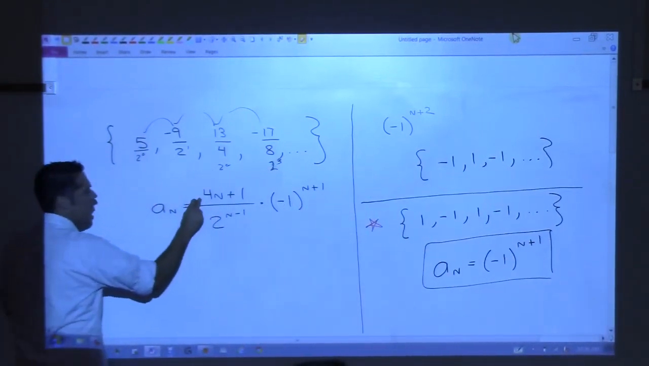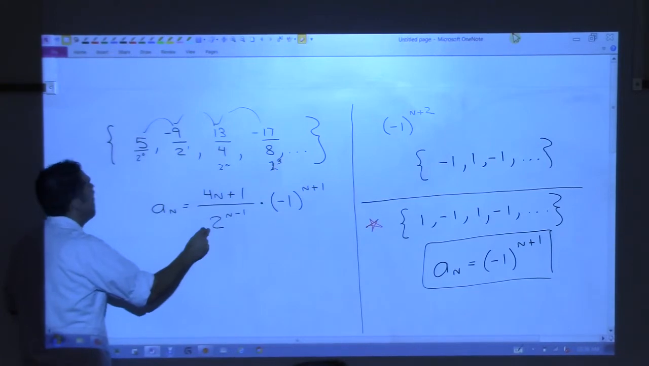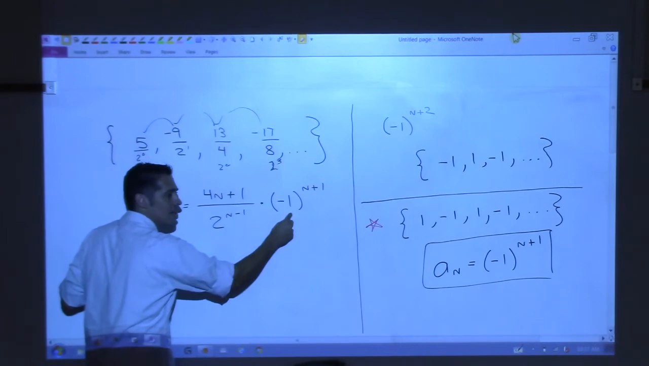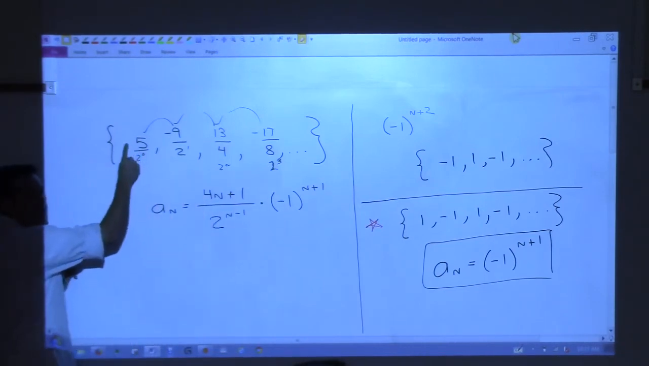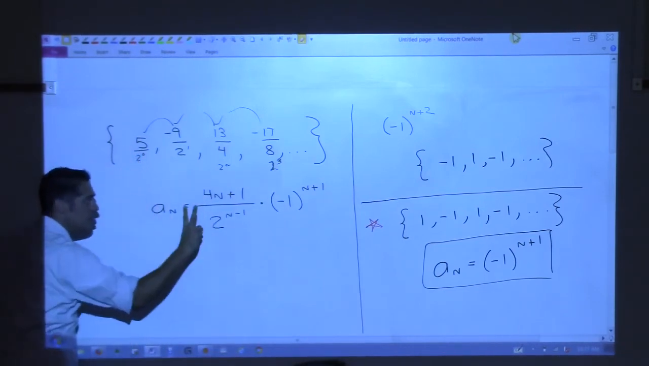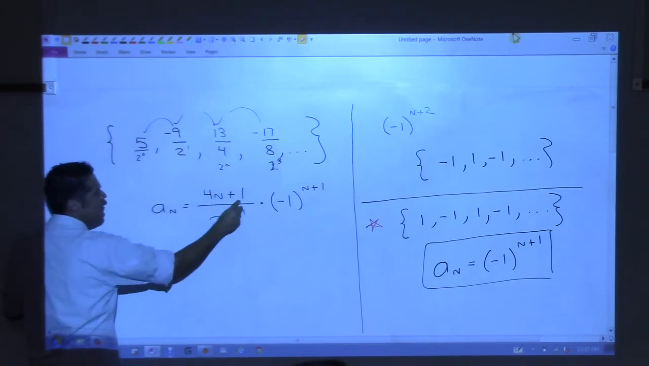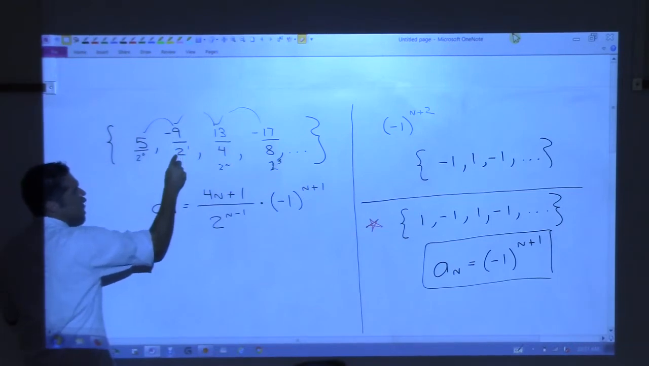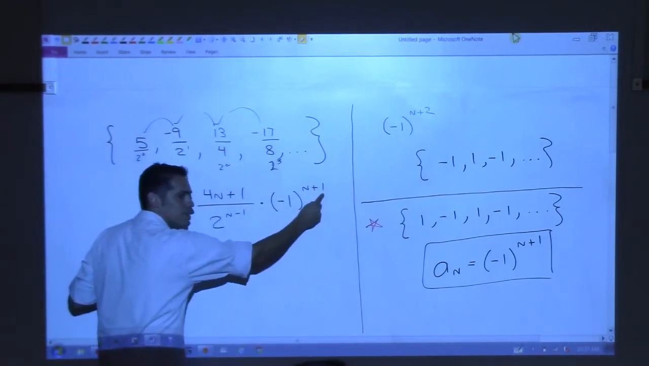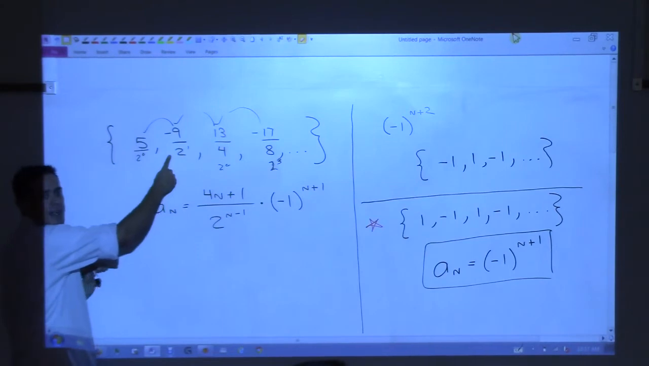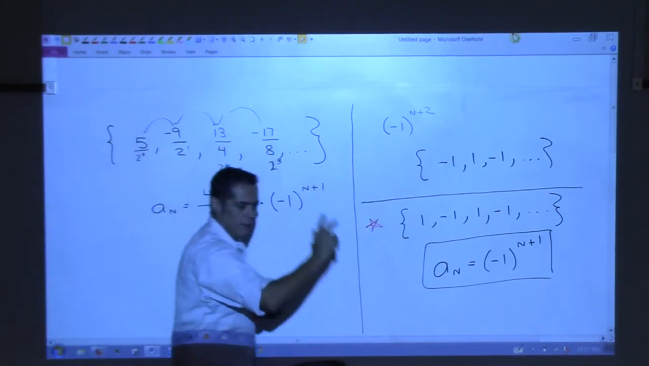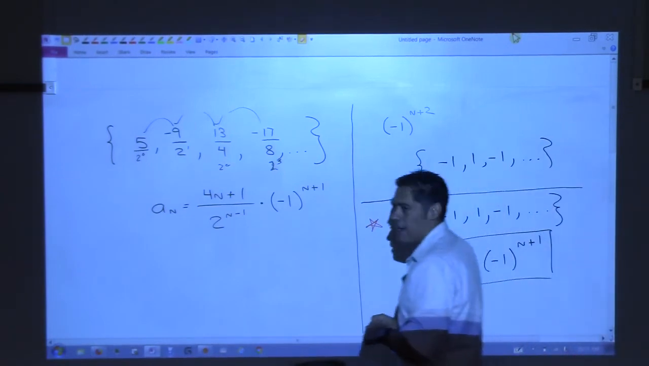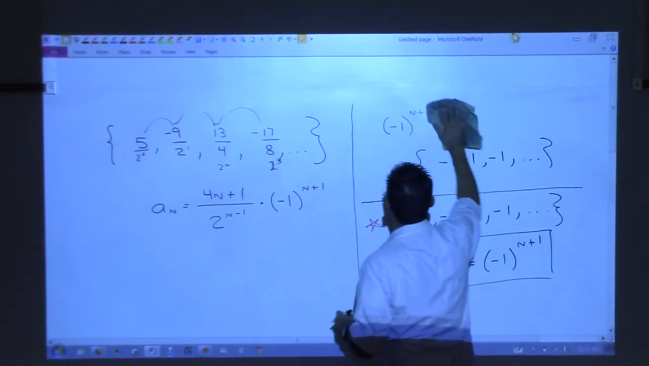This will be 5. When we plug in 1, we get 5 over 2 to the 0, and plugging 1 in here, squared, that'll be a positive. So it'll be positive 5 over 2 to the 0. When we plug in 2, we get 8 plus 1, that's 9, over 2 to the first power, so 9 over 2. But when we plug in 2 here, we get a 3, so that makes it negative, and that gives us the negative sign. And so on and so forth. Make sense?